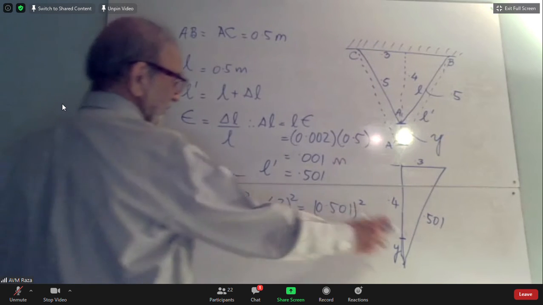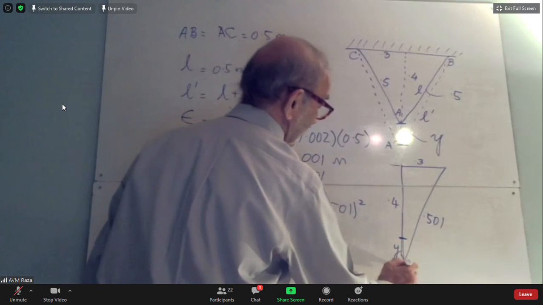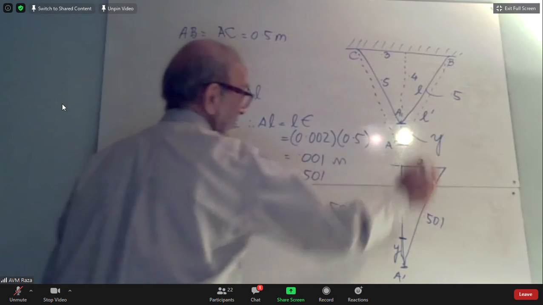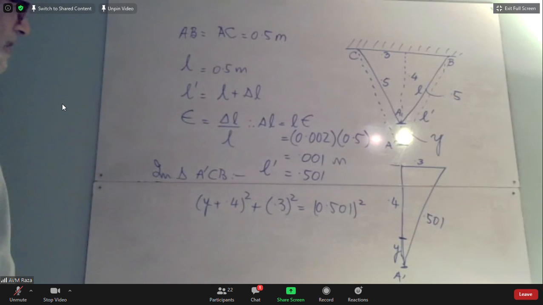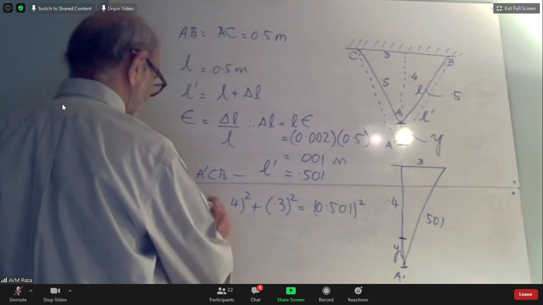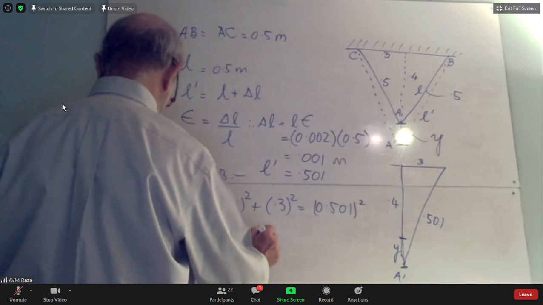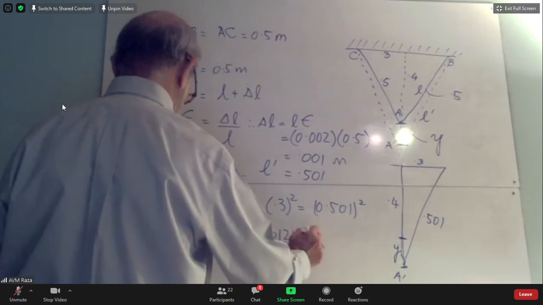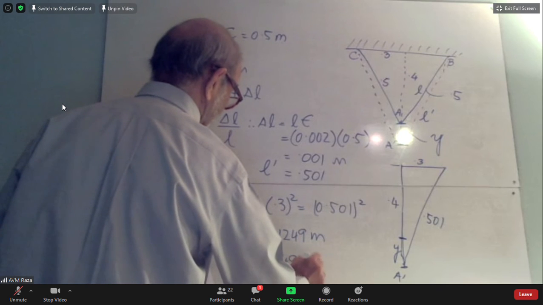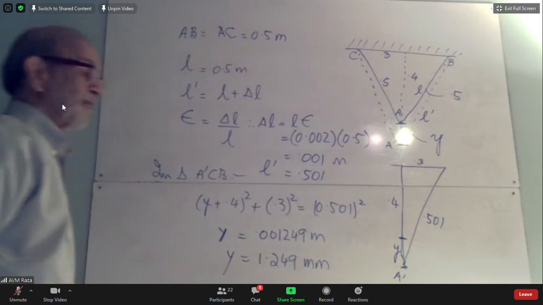And here, from the right triangle, is the new position of A prime. This was the original position of A, and this is A prime, then that is my Y. And so now I have written Y plus 0.4 quantity squared plus 0.3 quantity squared should be equal to 0.501 quantity squared. When you do that, Y comes out to 0.001249 meters, which is equal to 1.2493 millimeters. That's the final answer for Y, the downward movement of point A.